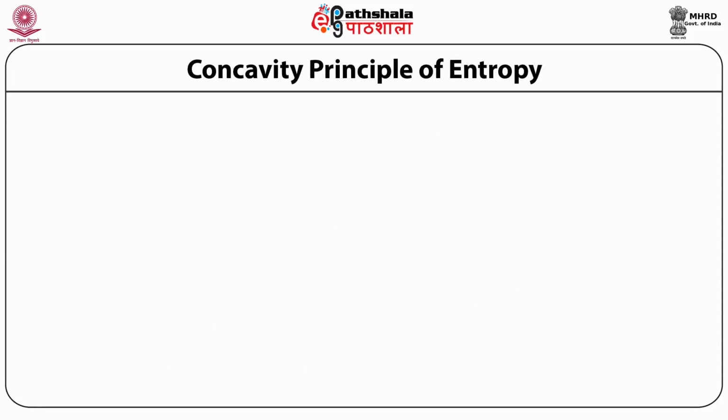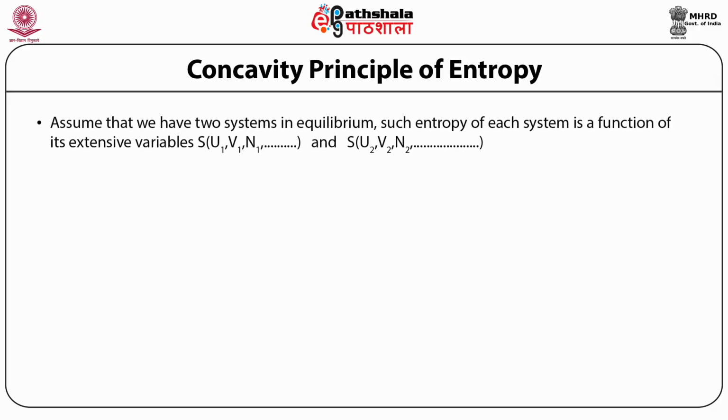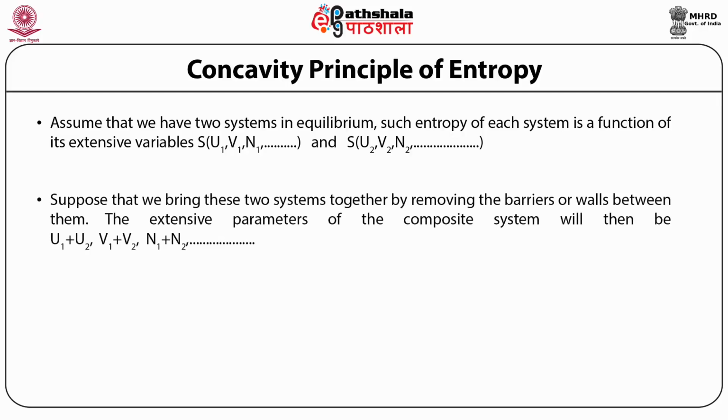Let us look at the concavity principle of entropy. Assume that we have two systems in equilibrium, such that the entropy of each system is a function of its extensive variables, S as a function of U1, V1, N1 and S as a function of U2, V2 and N2. Suppose that we bring these two systems together by removing the barriers or walls between them. The extensive parameters of the composite system will then be U1 plus U2, V1 plus V2, N1 plus N2 and so on.